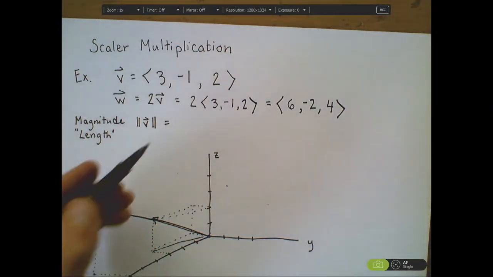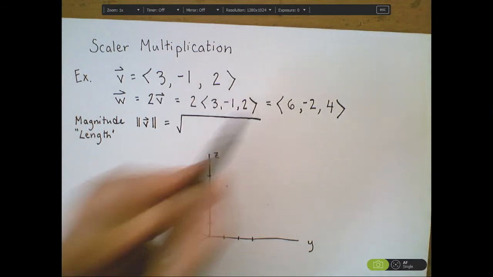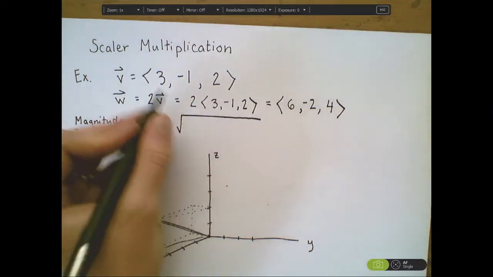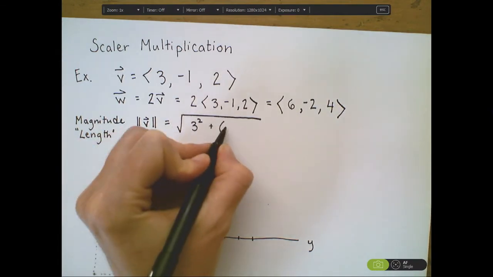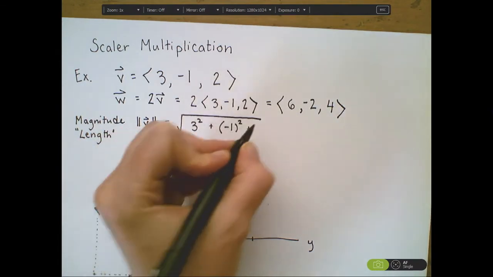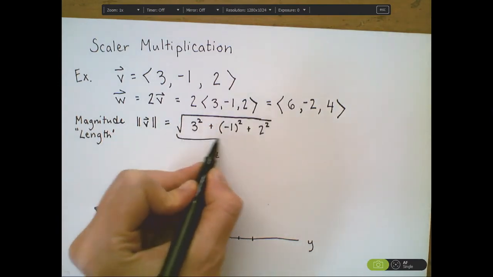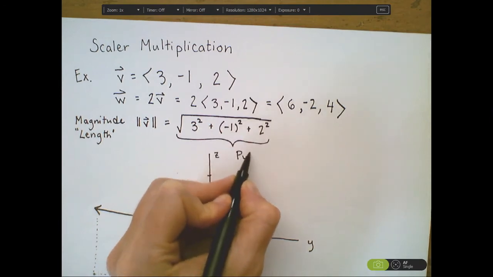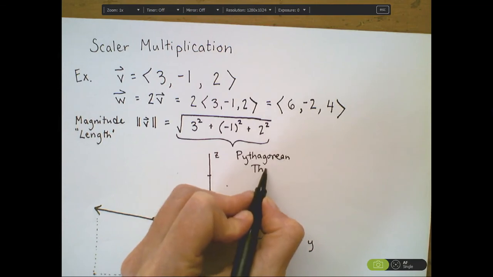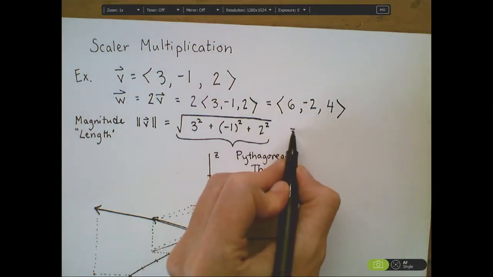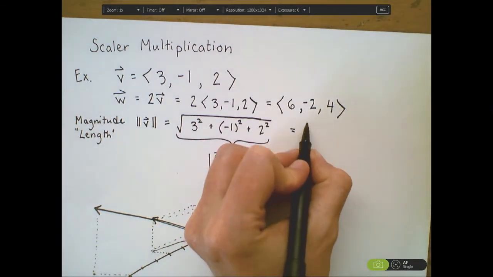squared plus this length squared, also square rooted. Or we can do both those steps in one step and compress our Pythagorean theorem into the x coordinate squared, which is 3 squared, plus the y coordinate squared, plus the z coordinate squared, all square rooted. This is just Pythagorean theorem, because these are all just right triangles. And when I do this, let's see, I get 9 plus 1 plus 4, it's going to be the square root of 14.